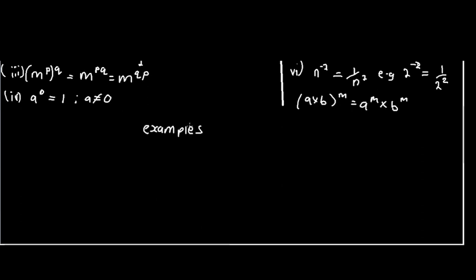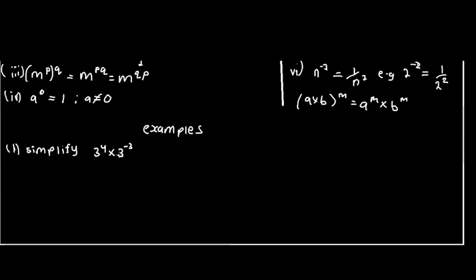So we can have a look at examples. Here is our very first example. Assuming we have a question like: simplify 3 to power 4 times 3 to power negative 3. You note that this base is the same as this one here. Both of them have a number 3.